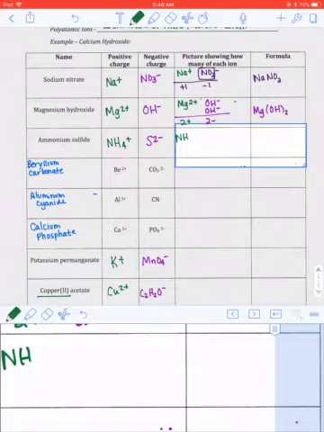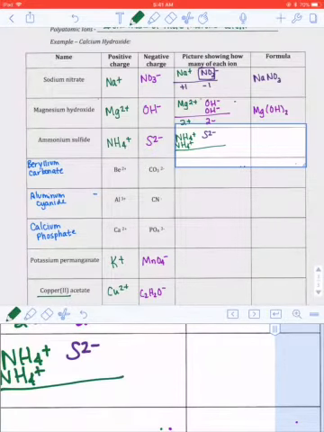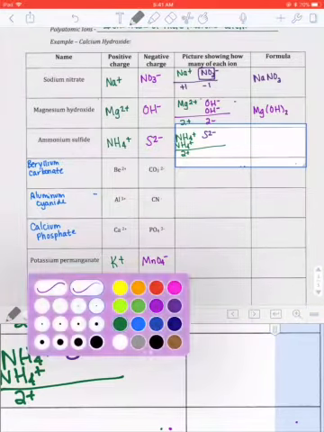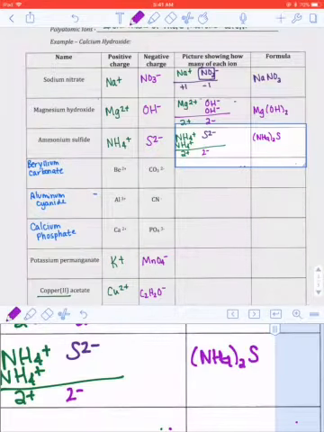So I've got 1 NH4, it's positive, and then I have an S, which is negative, but a 2 minus and a plus 1, they don't balance out. So I need another NH4. So now I've got 2 positives, and I have 2 negatives. So now I have to put parentheses around the whole NH4 to show that I have 2 of them, and then 1 S.